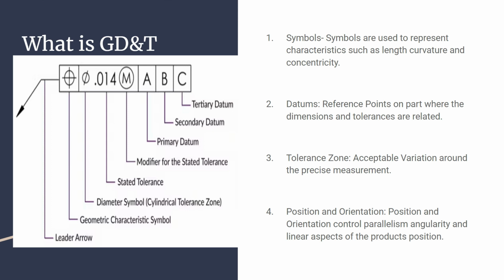Symbols are used to represent characteristics such as length, curvature, and concentricity. Datums are reference points on the part where the dimensions and tolerance are related. Tolerance zone is the acceptable variation around the precise measurement. And then position orientation controls parallelism, angularity, and linear aspects of the product's position. And on the left is what a common GD&T would look like.